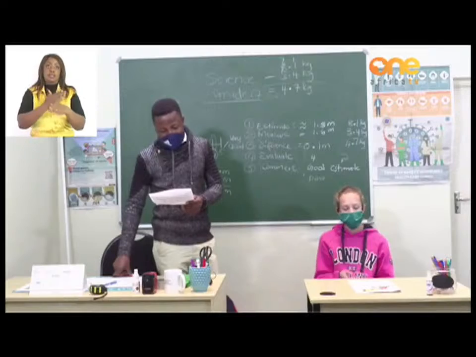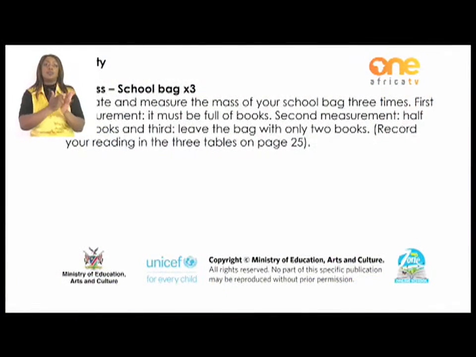Continue with the activity on page 24. So the first question there is to measure the mass of your school bag 3 times. Estimate and measure the mass of your school bag 3 times. First measurement, it must be full of books. The second measurement, you need to have some books. And the third, you must leave the bag with only 2 books. You must do this recording in the table on page 25.